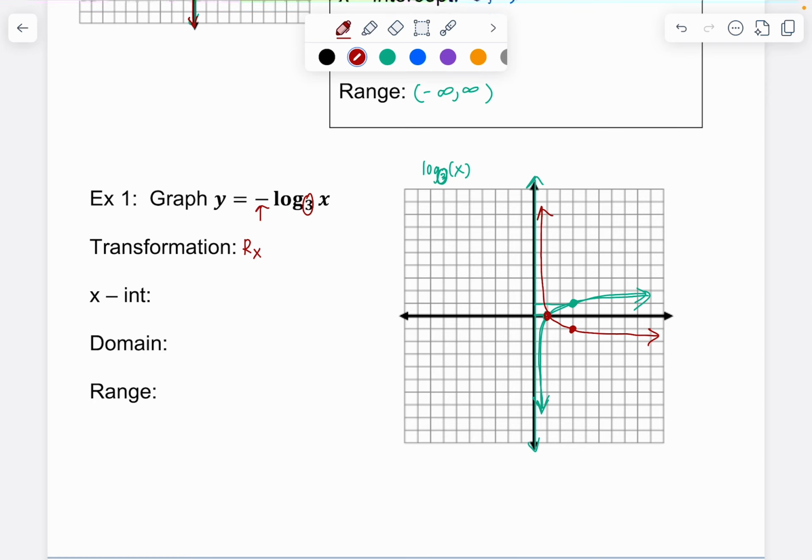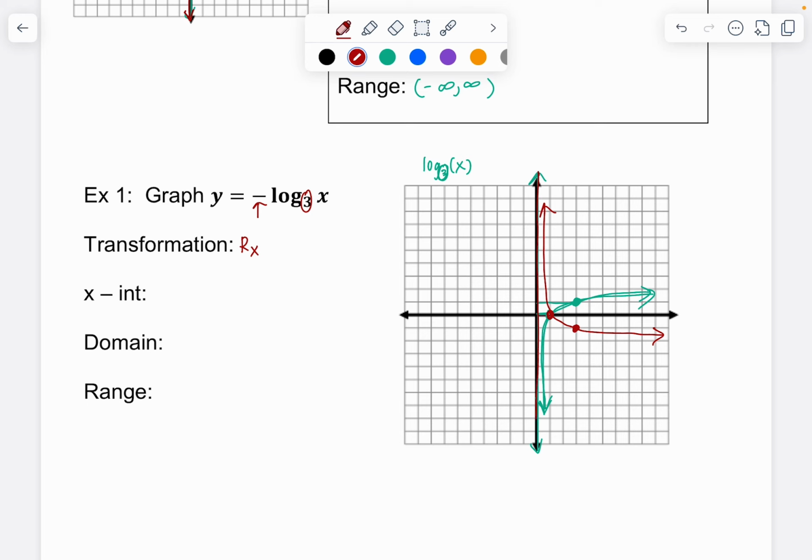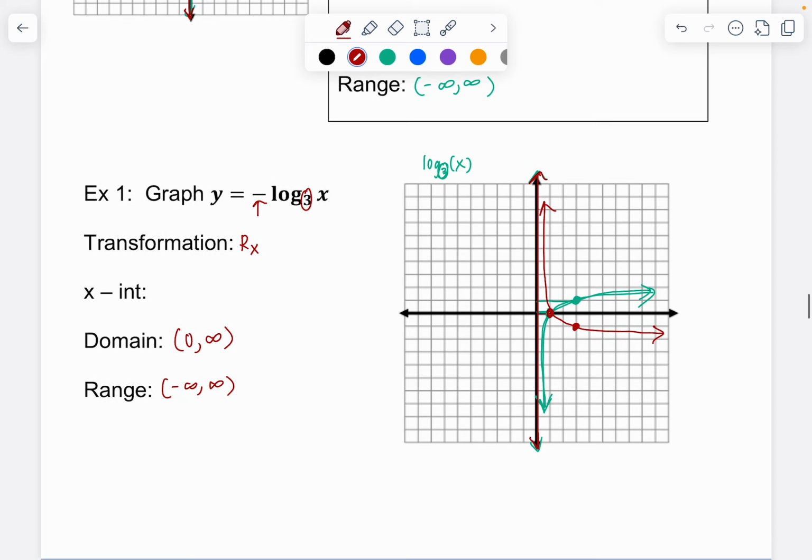His domain, he's still to the right of the asymptote. The asymptote didn't move. Sorry if I've been saying left. To the right of the asymptote. And then range, all real numbers all the time. Okay, and then our x-intercept is pretty easy to see on the graph. It didn't move. It's still going to be (1, 0).